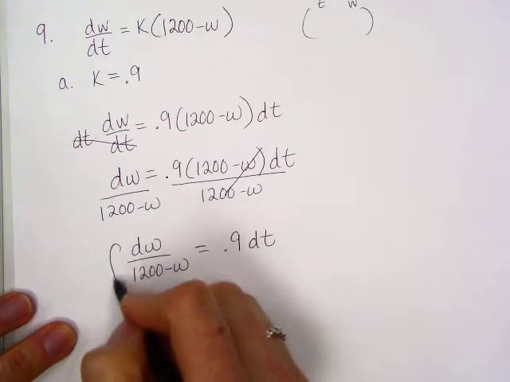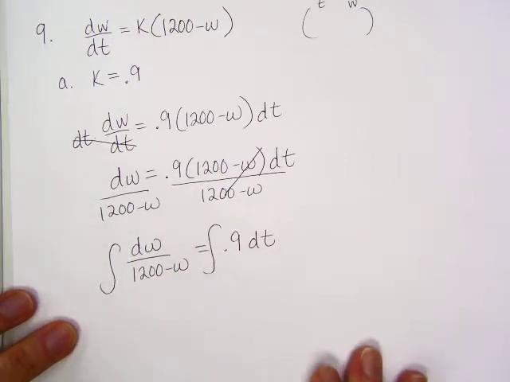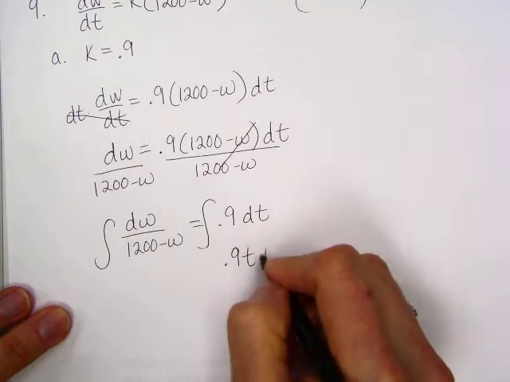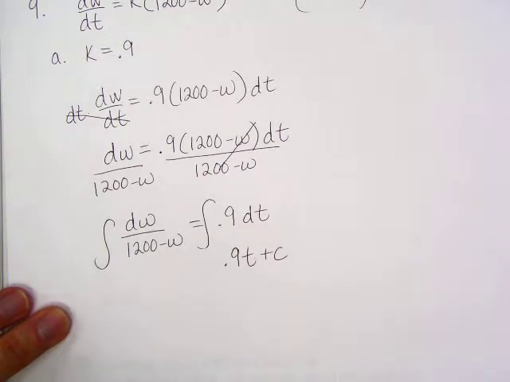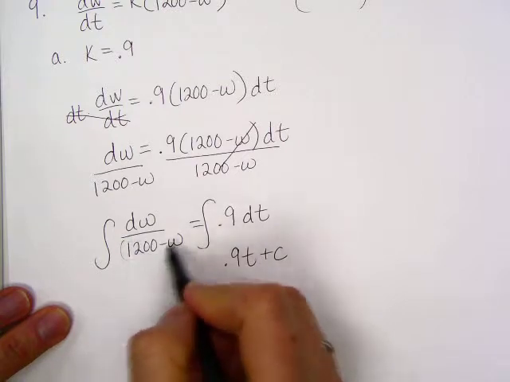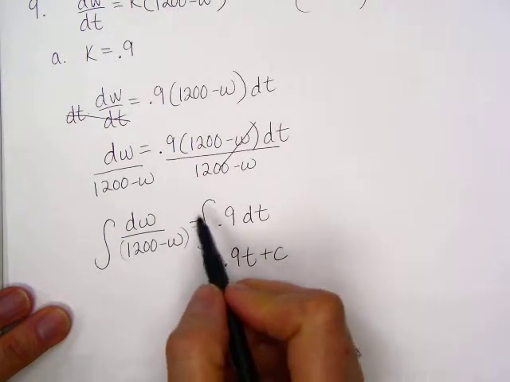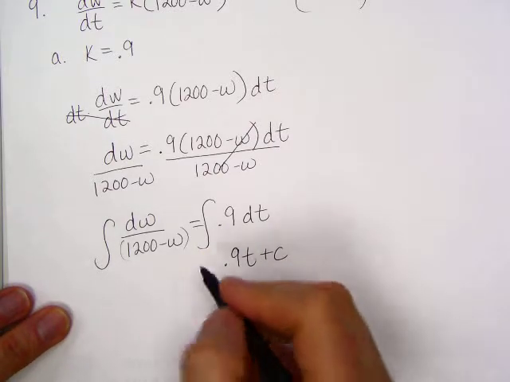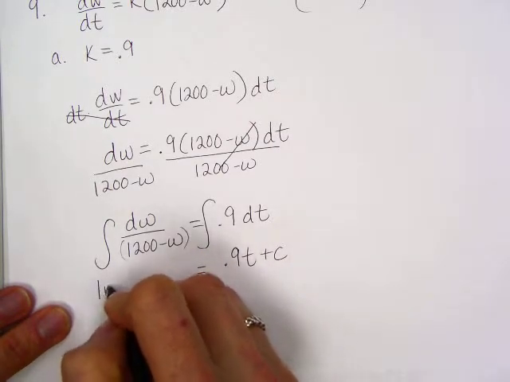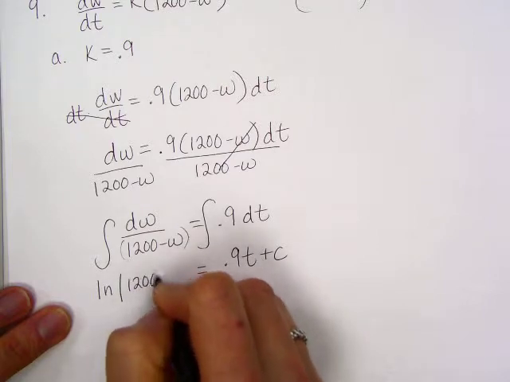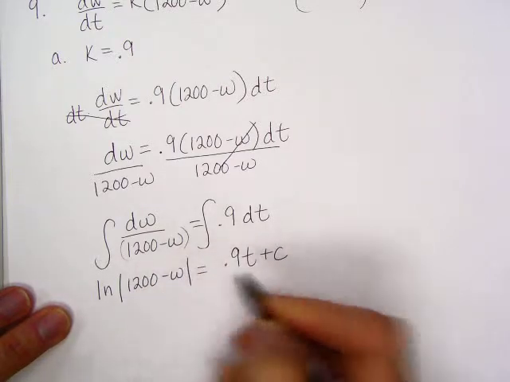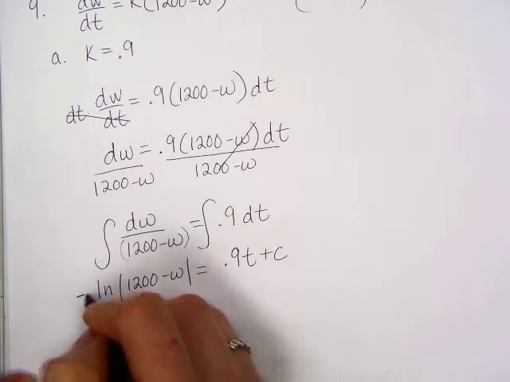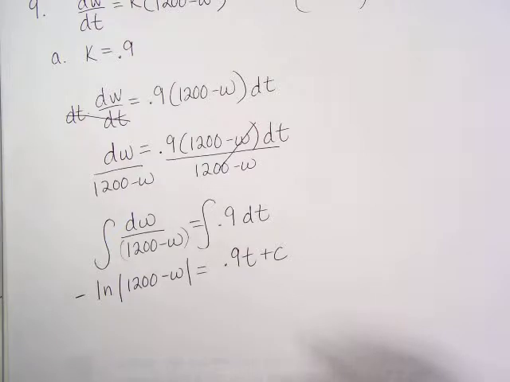Ready to go ahead and integrate those things. This side's probably the easier, 0.9 t plus c. Right. This side, 1200 minus w would have a power of -1. And we do need to integrate that with a natural log, so that's going to be the natural log of the absolute value of 1200 minus w. The derivative of the inside is a -1. I don't see that anywhere, so I want to make sure I take care of getting rid of that.